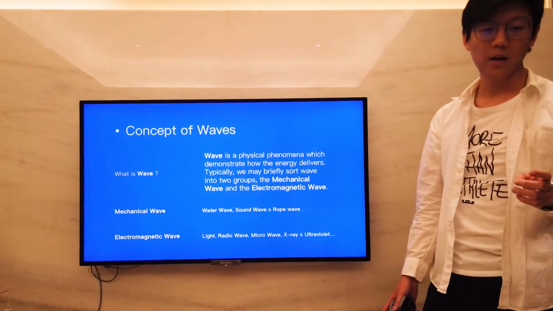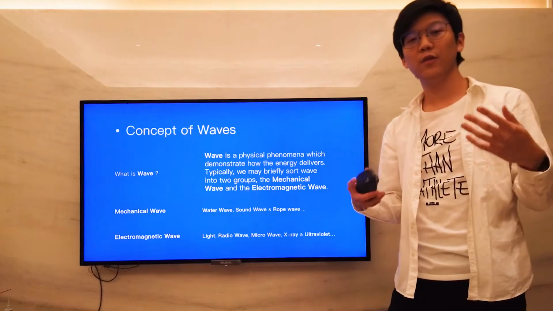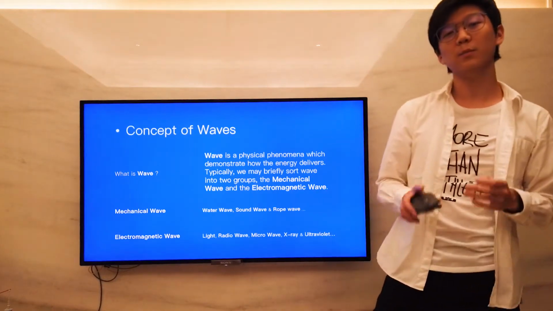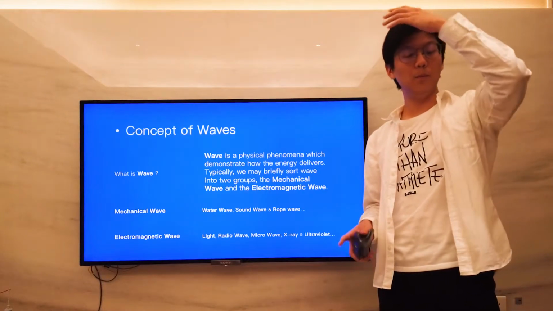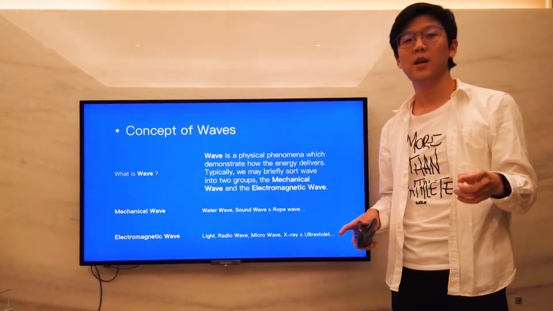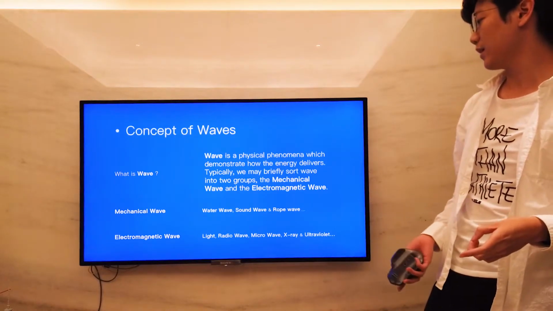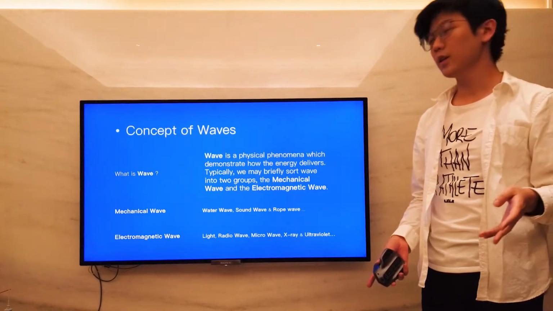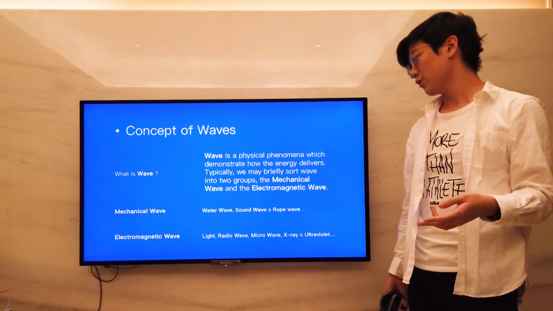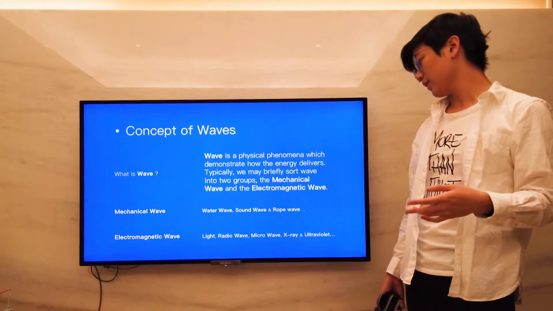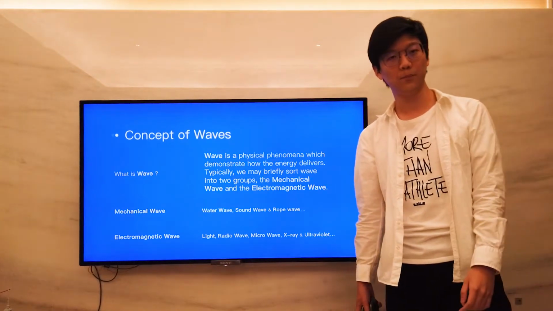What is a wave? Basically, a wave shows how the energy flows through the medium, but not the medium itself. And we can sort waves into 2 types, the mechanical wave and the electromagnetic wave. A mechanical wave is just like things usually affected by gravity, like a water wave, sound wave, or rope wave. And the electromagnetic wave is just like light, radio waves, microwaves, X-rays, etc.